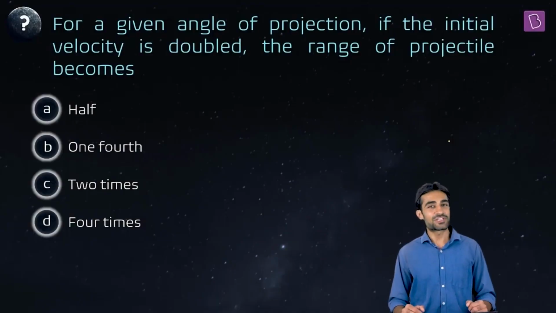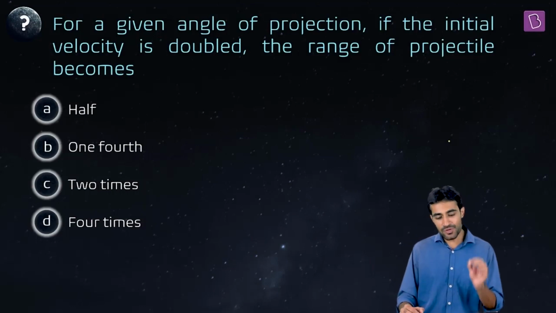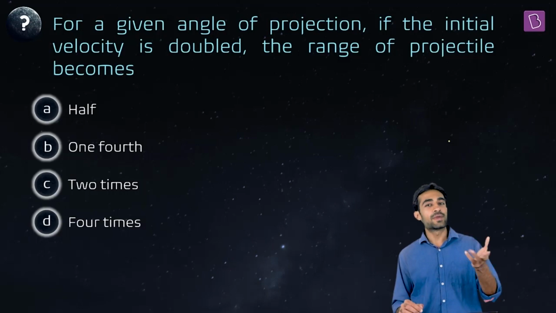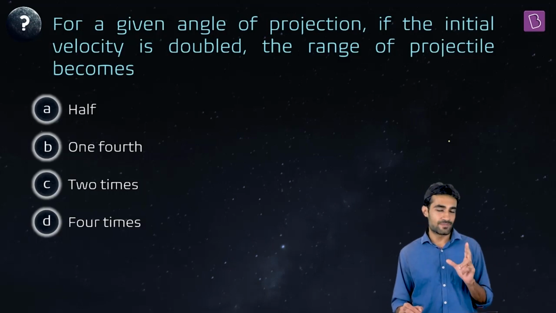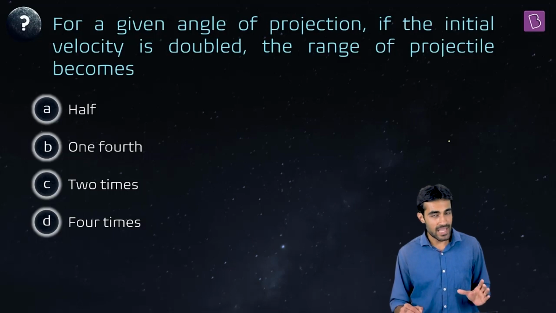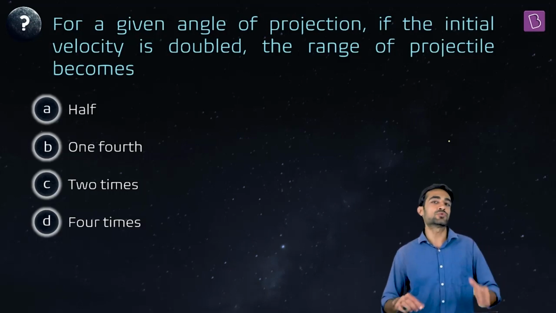Let's see this question on projectile motion. For a given angle of projection, if the initial velocity is doubled, the range of the projectile will become. Nice question. So what is happening? We are doubling the initial velocity, but the angle of projection, we are keeping it same. And we have to tell what will happen to the range. Will it become half? Will it become 1/4? Will it become 2 times? Will it become 4 times? What will happen to the range?